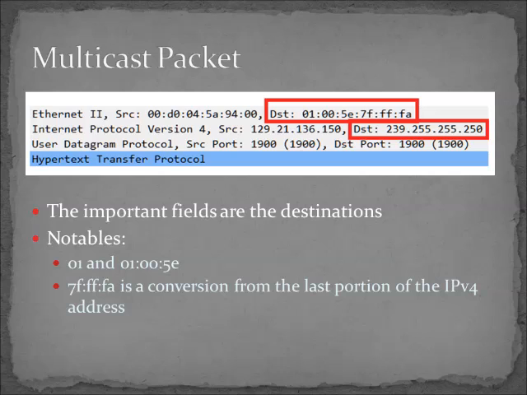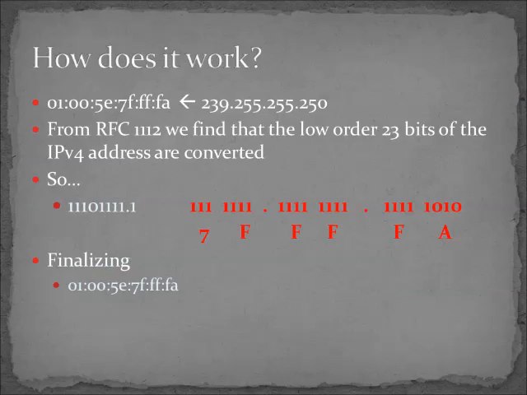When you see a multicast address, we convert that address and then add it in as a multicast destination MAC address. Well, how does that work? So we've got this conversion that we want to do from 239, 255, 255, 250 to that MAC address you see pictured there. So from RFC 1112, we find that the low order 23 bits of the IP version 4 addresses are converted.